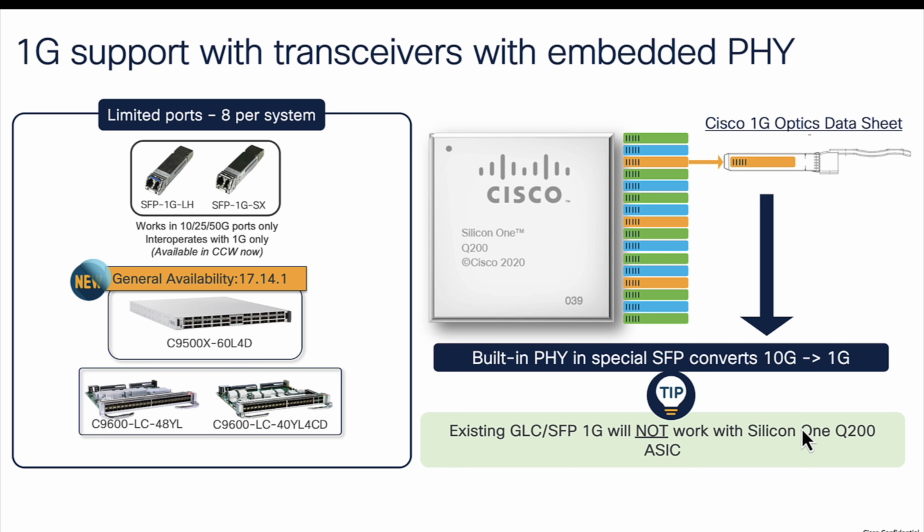SFP1GLH and SFP1GSX, which support both single mode and multi-mode fiber use cases. It's important to note that these optics are only compatible with fiber modules, and they're specifically supported on the 9500X60L4D, the 9600LC48YL, and the 9600LC40TL4CD line cards. Each system can support up to 8 of these 1 gig optics.